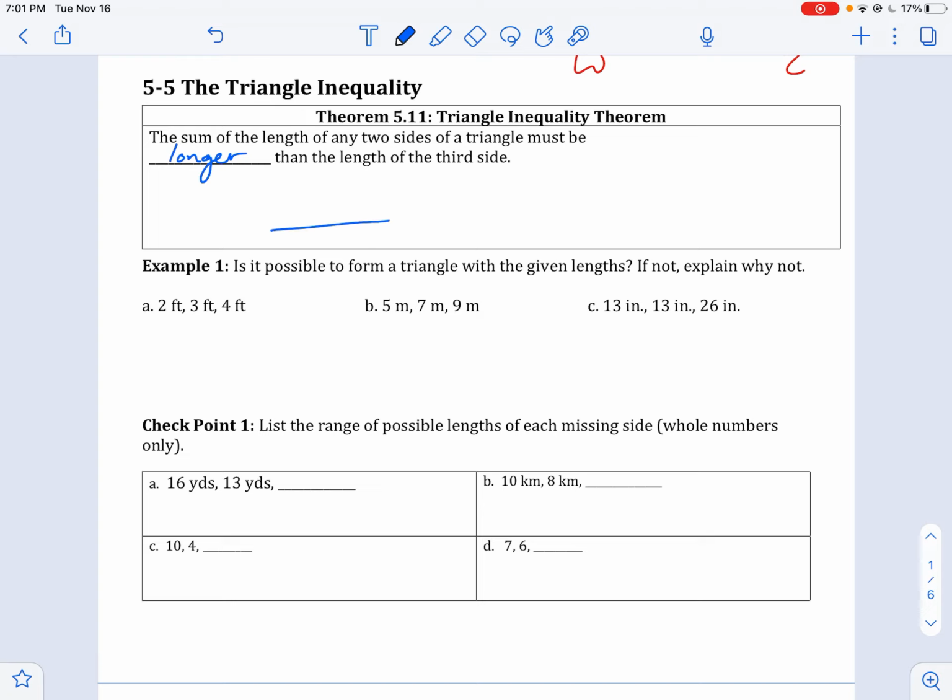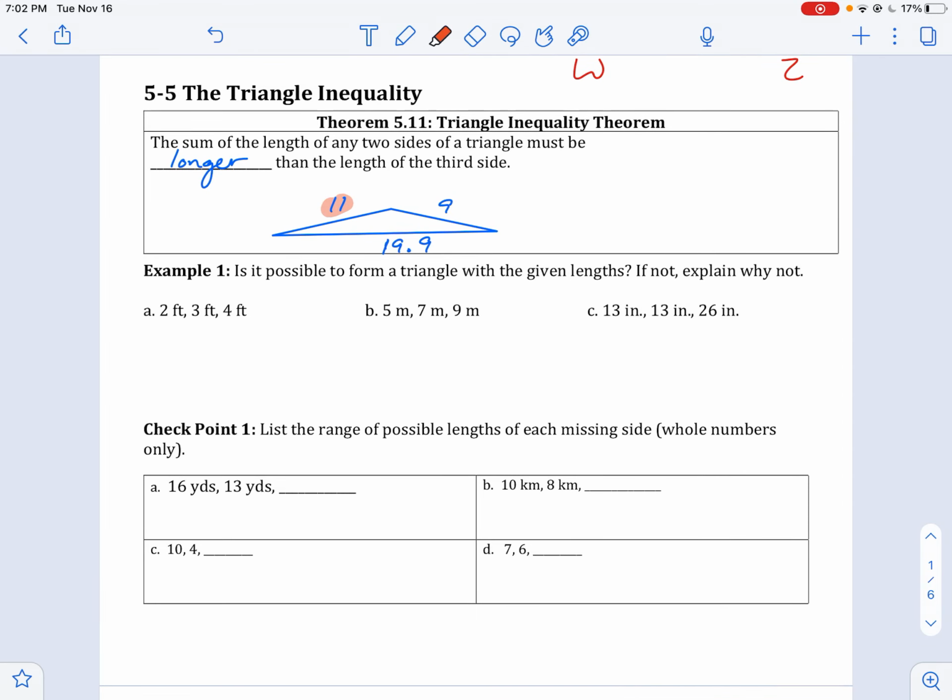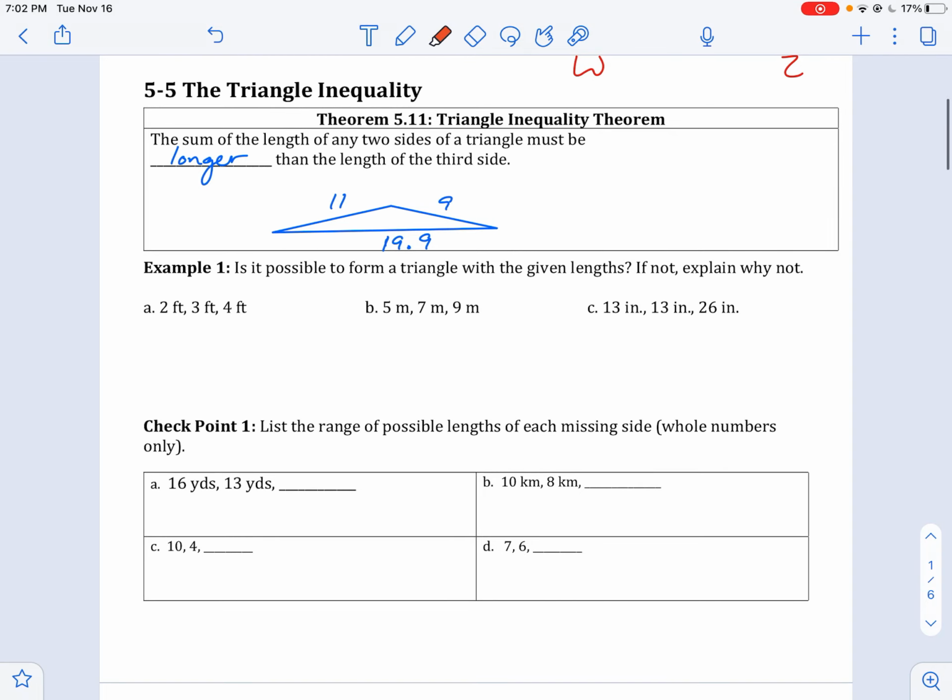If I have any two lengths of a triangle, so let's say this is 11 and this is 9. Those two added up must be greater than the third side. Even if it's just by a little bit, it has to be greater than the third side. So even 19.5 or 19.9, excuse me, could work as long as this sum is greater than the third side. Now 19.9 would create a very large angle up top, but it's still possible.